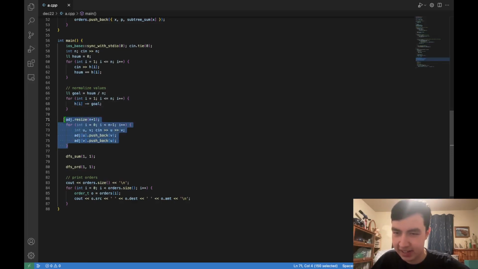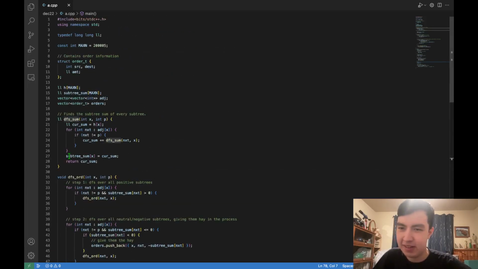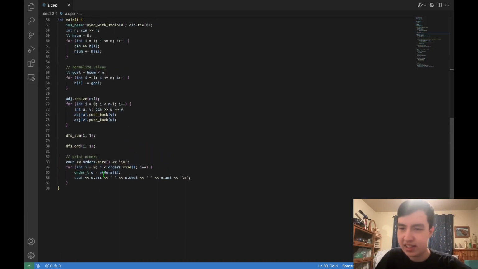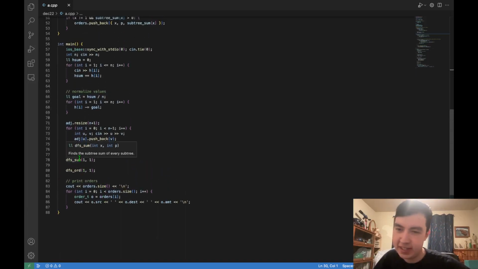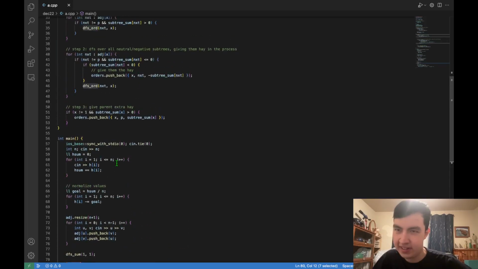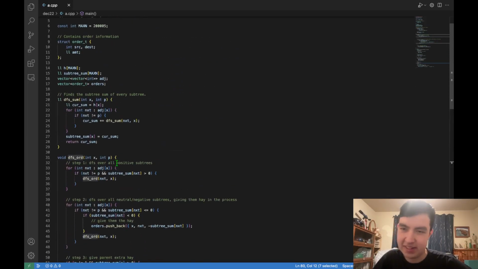And now here I read in all of the edges. Not too much to worry about there. And then I do two different depth first searches. Depth first search is just a way to recursively look at each subtree of the tree. So I do two DFSs. The first one is DFS sum, which finds the subtree sum of every subtree. The other one is DFS ord, which just prints out all of the orders, which is what I called the movements of the hay bales.